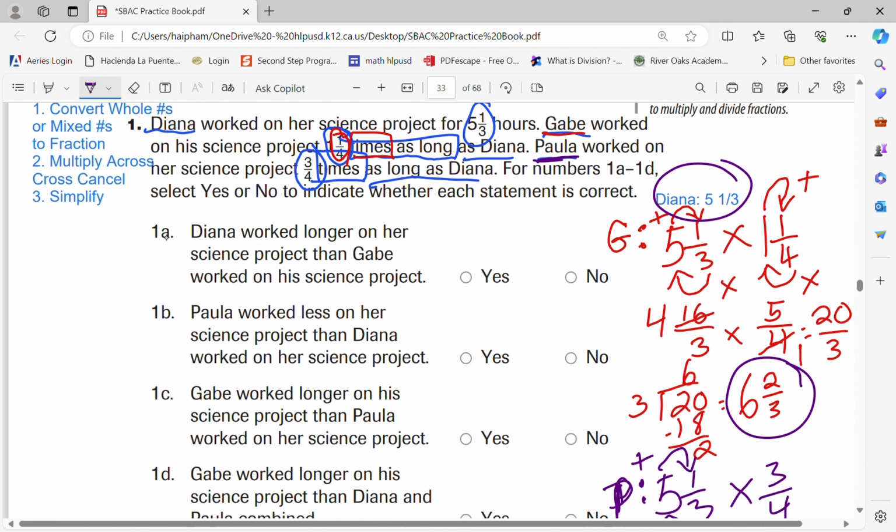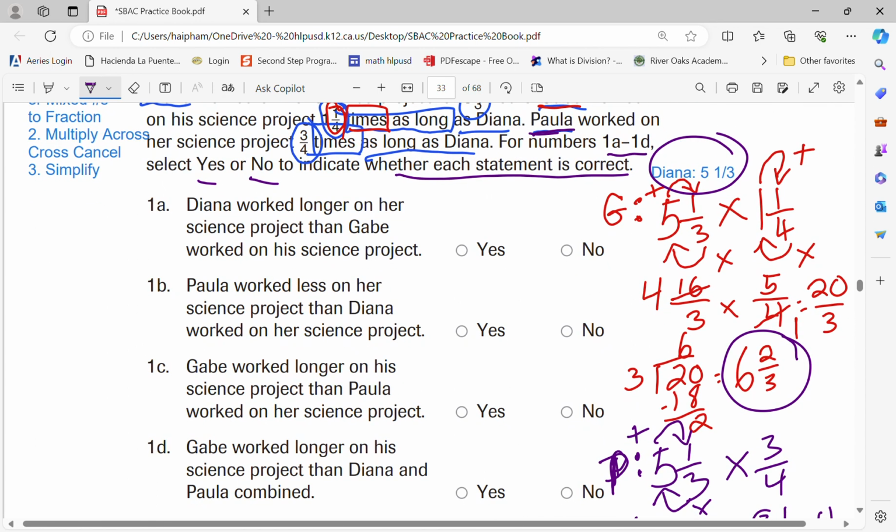For numbers 1a through 1d, select yes or no to indicate whether each statement is correct. Let's look at the first statement. Diana worked longer on her science project than Gabe worked on his science project. Well, we know Gabe worked for 6 2/3. Since 6 is greater than 5, it is a false statement. Let's mark no there.